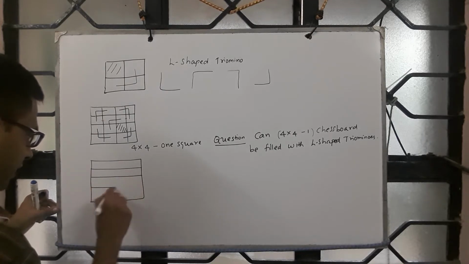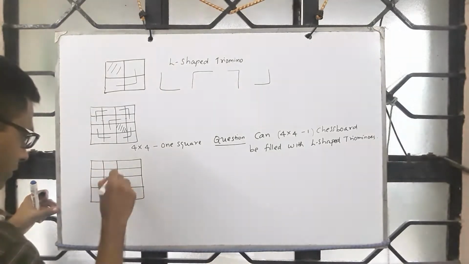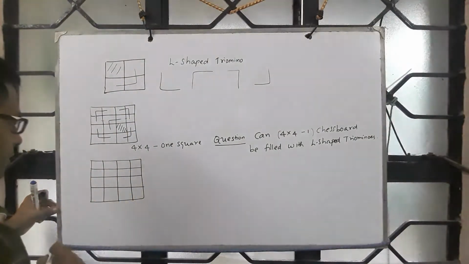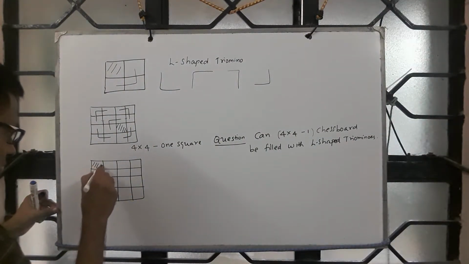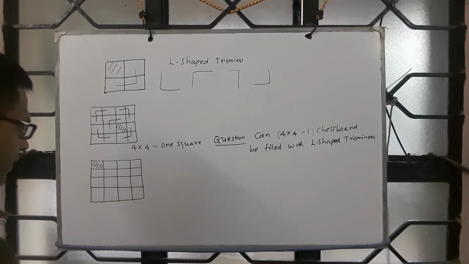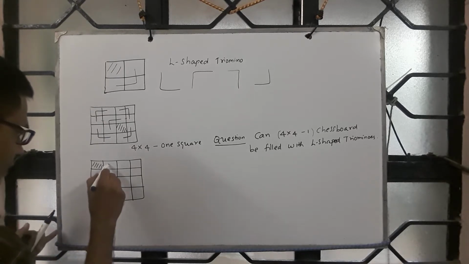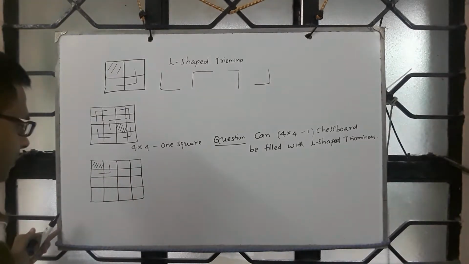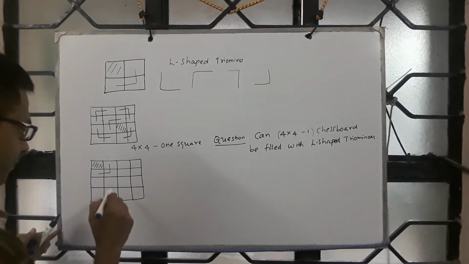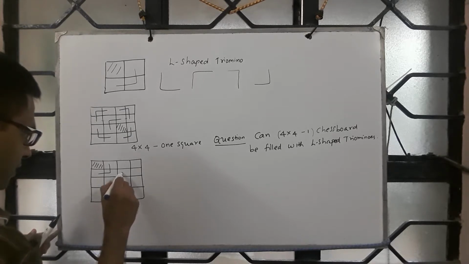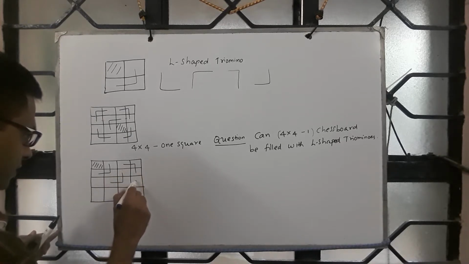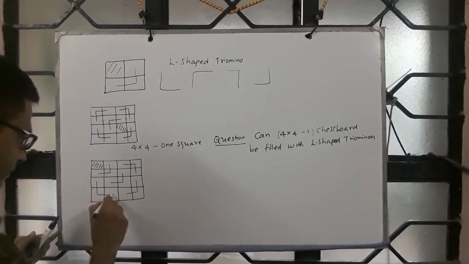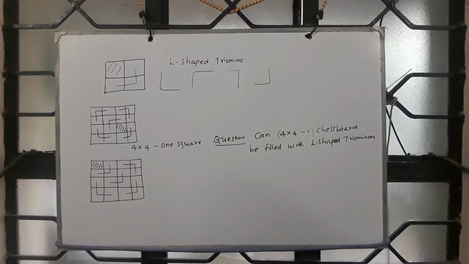It could be any one square. Suppose this square is removed. So what we can do is, I'll fill this with the L-shaped triomino, and this one with this one with this. So here is a placing of L-shaped triominoes on the rest of the squares.